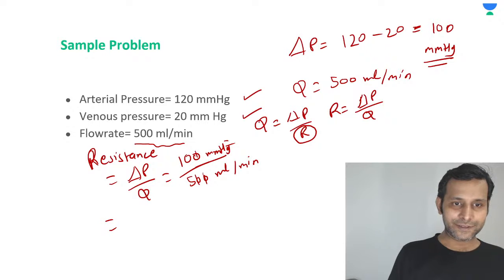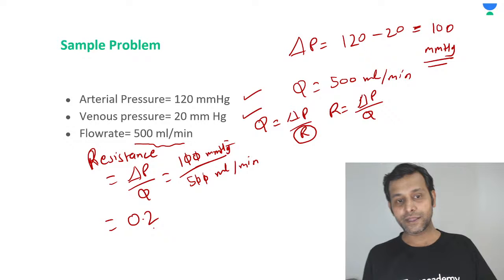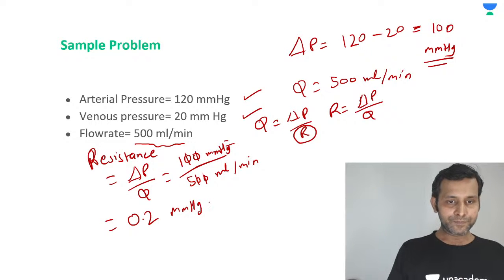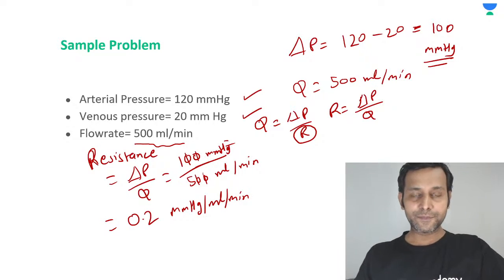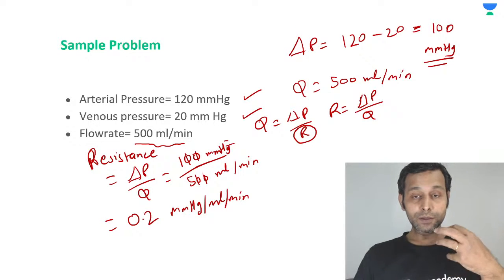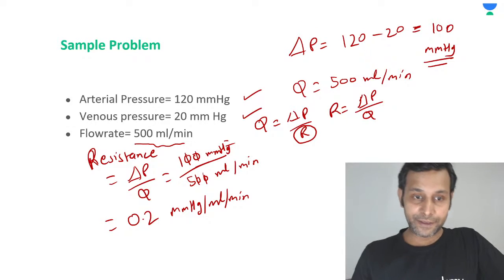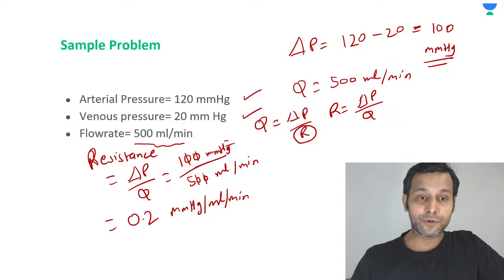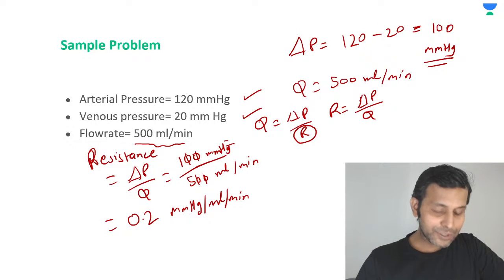0 cancel, 0 cancel, 0 cancel, 0 cancel. 1 upon 5 is 0.2. So the resistance across this vessel is 0.2 mm of Hg per ml per minute. This is the resistance offered by this vessel. Very simple. A resistance is opposing the flow, the pressure which opposes the flow. So the resistance offered by this vessel is 0.2 mm of Hg per ml per minute of the flow. Yes, so that's very simple.